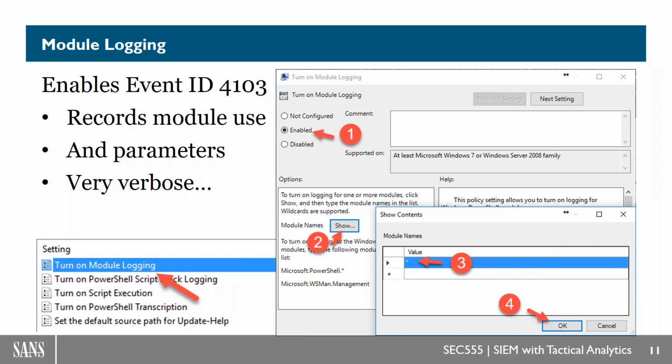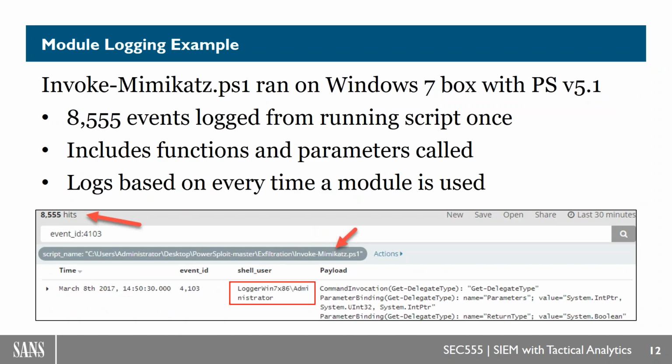Now that may not necessarily be the most beneficial mechanism for your SIEM because that's going to give you a lot of information. However, it shows that you can do everything, or you can go in and log specific modules. When a module gets executed, it will log both the module being executed as well as the parameters. So when we run something like Invoke-Mimikatz on a Windows 7 box with PowerShell version 5.1, you see that 8,555 event logs get cut from running that one script.